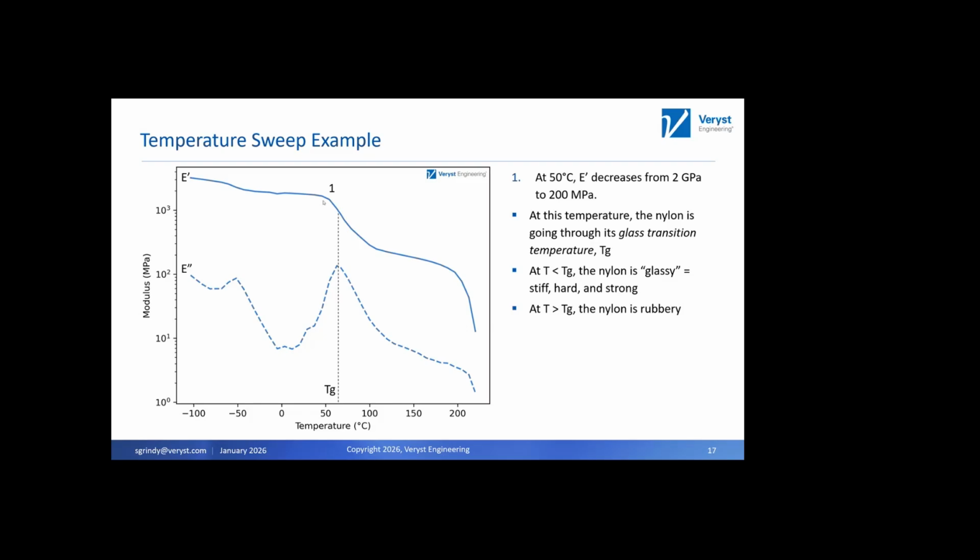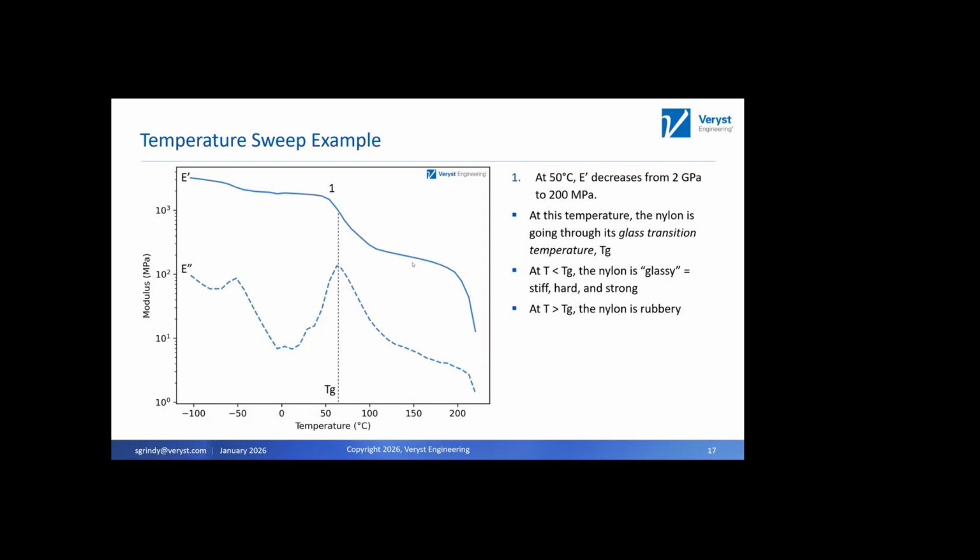So at point number 1, where we see this large decrease in the storage modulus, that is the glass transition temperature of the material, right? So this is classic glass transition temperature behavior. We see a local maximum in the loss modulus and a sharp decrease in the storage modulus. And so you can see we have this glassy behavior at temperatures below TG and more rubbery behavior at temperatures greater than TG.